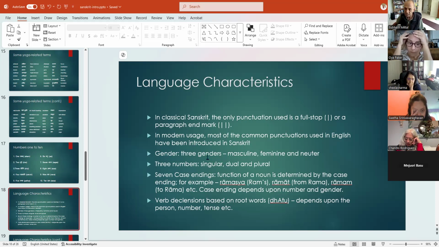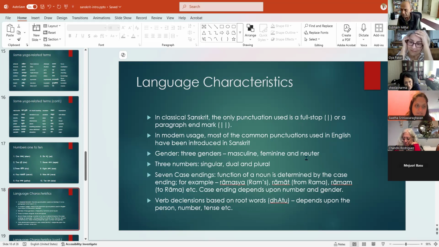And then there are 3 genders: masculine, feminine, and neuter. Remember in English, anything that is inanimate is considered to be neutral gender. That's not so in Sanskrit. In Sanskrit, when you learn a word, you have to learn it along with its gender. Because why that gender? There is absolutely no rhyme and reason in Sanskrit. It's very, very tricky in that sense.